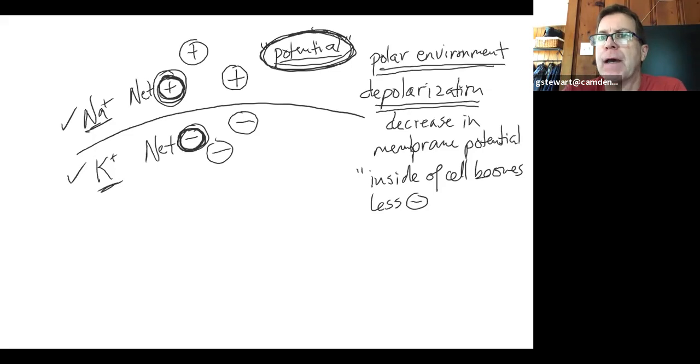If we have positive out, negative in, if this environment of this opposite-sided membrane, if positivity leaks this way and negativity leaks this way, we are depolarizing that membrane.